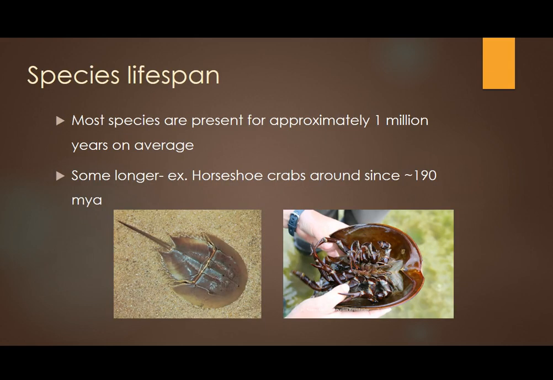Great, so most species' lifespan is about 1 million years on average that you'll see them present in the fossil record. Some are longer. These are horseshoe crabs, and they've been around for almost 200 million years, which is pretty cool. Just like lobsters, they have blue blood because of copper in their hemoglobin. They could be around for so long because they are well adapted to their niche, and they don't have very many predators. They've got some body armor, as long as they're not shedding. They have surpassed the average.